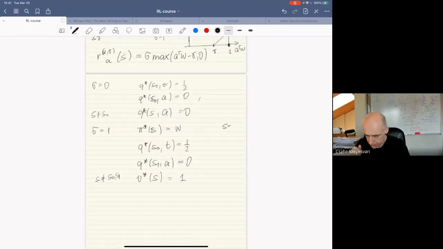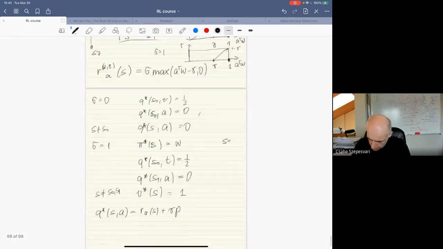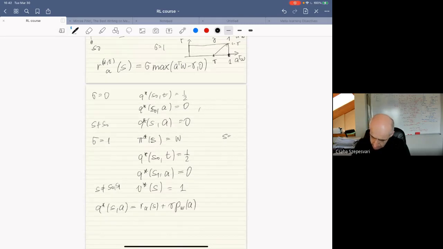All right, and then I guess Q star of S, A, we can calculate what it is to see whether we can come up with some feature map. It is going to be R(S, A) plus gamma times P, with W A, and with this much probability, the next state is going to be action A. Right, so this holds if S is not equal to S1.